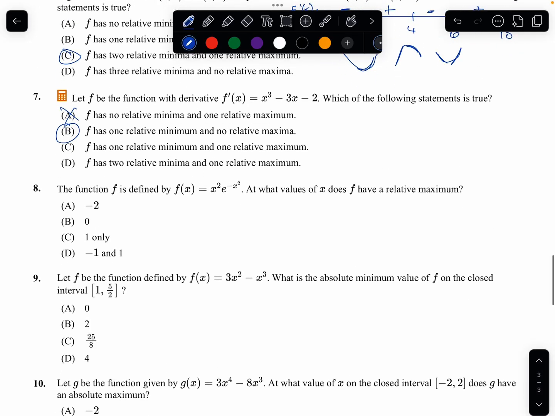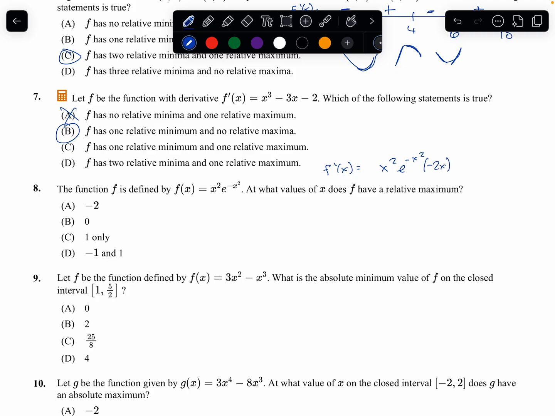For 8, the function f is defined by f of x is equal to x squared e to the negative x squared. Okay, at what values of x does f have a relative maximum? So let's go ahead and use the first derivative test, I think. So f prime of x is going to be equal to x squared e to the negative x squared, but we have to multiply by negative 2x.